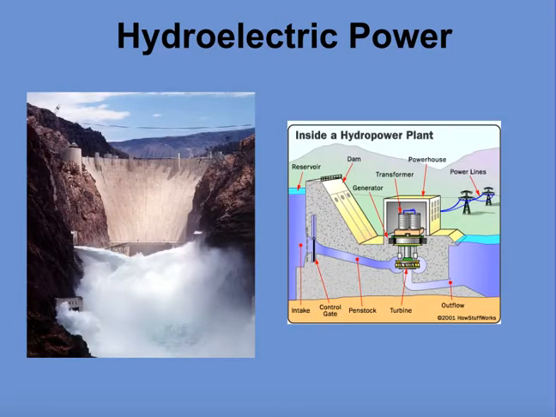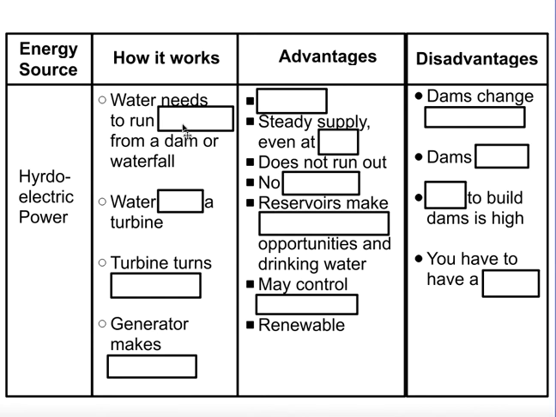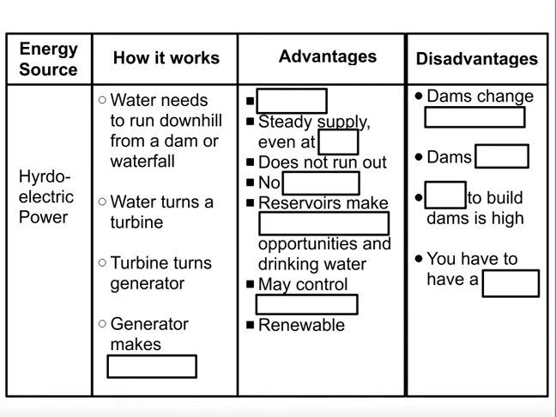Let's talk about hydroelectric. Hydro means water, so let's talk about how water can generate power and electricity. Let's first begin with how it works. Water needs to run from a dam or a waterfall downhill due to gravity. That water moving downhill then turns a turbine, and that turbine then turns a generator. And in turn, that generator generates electricity.